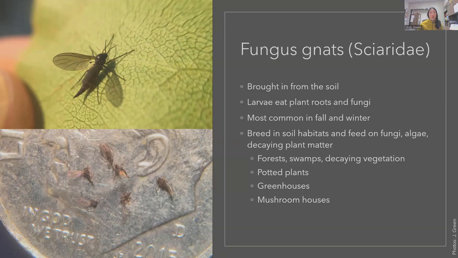These are most common in the fall and winter because when people have potted plants, they keep watering on a regular basis, but plants are not taking up as much water as they are during the warmer months. So these flies, they'll breed in soil habitats. They feed on the fungi and algae in that decaying plant matter.